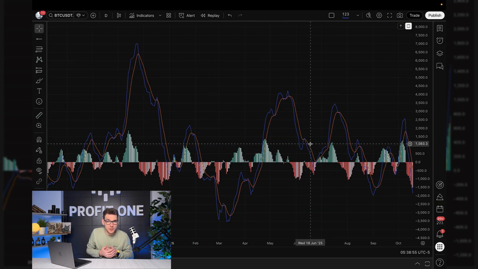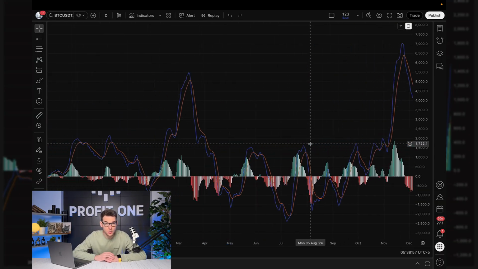MACD, people call it differently, is one of the most popular indicators in trading. Millions of people use it every single day, plain and simple, but if you've already worked with this indicator, the MACD, you probably know its main problem.